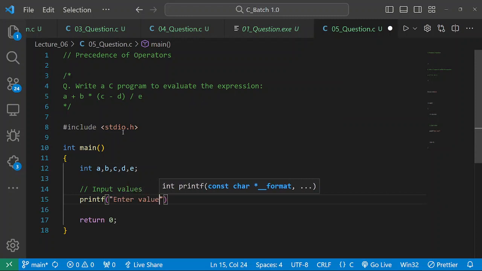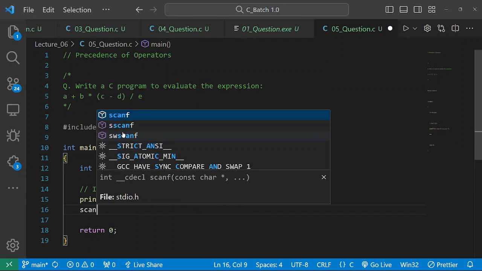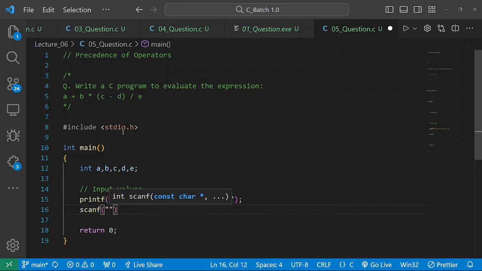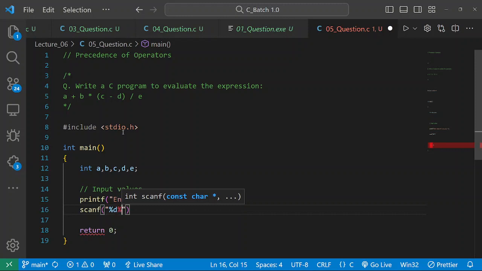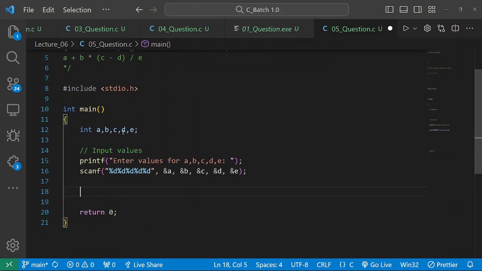Enter values for A, B, C, D, E. If you provide a proper input statement, then the code looks quite good. %d %d %d %d %d, and here I will write &A, &B, &C, &D, &E. Hope it is clear.